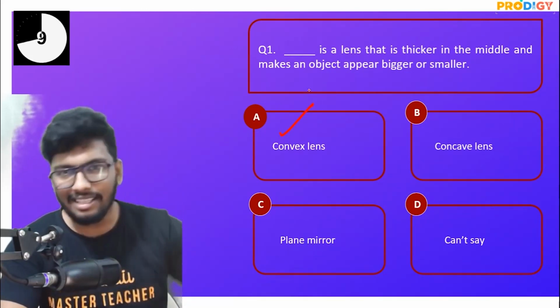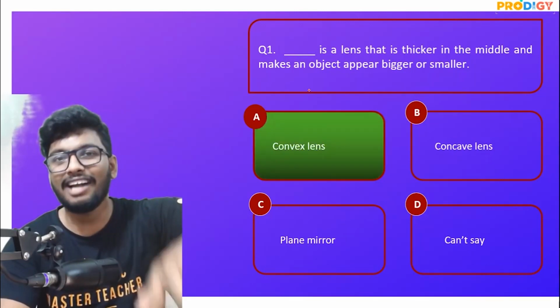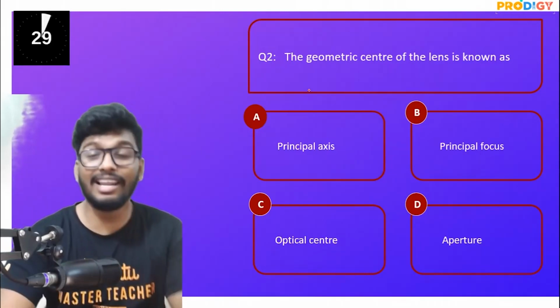I'll tell you about that in the next session. And why is a concave lens called a diverging lens? I'll talk about that also in the upcoming sessions. Next one, here's another one.